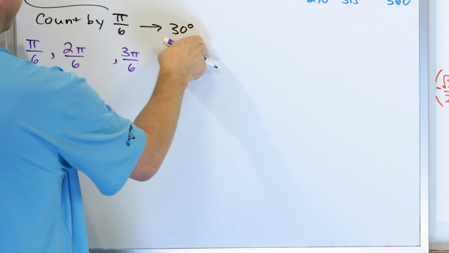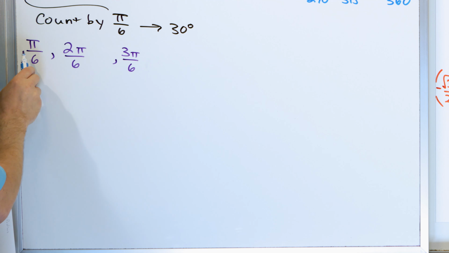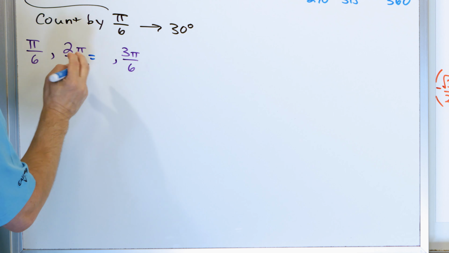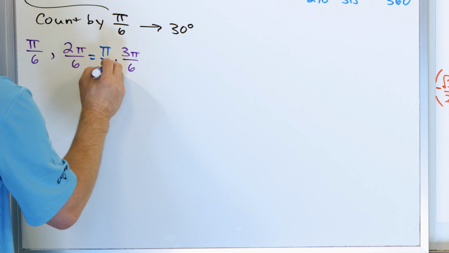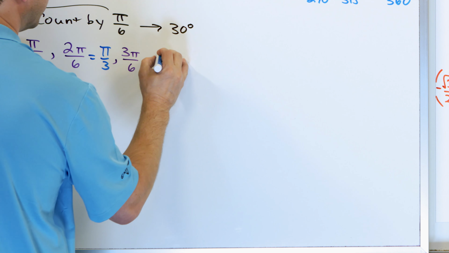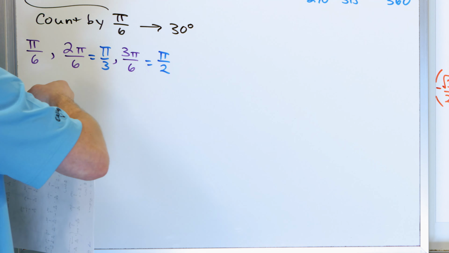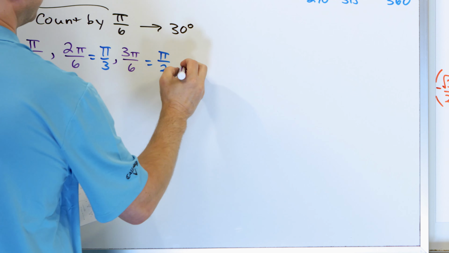Yeah, I think I'm going to have to do this as I go instead of waiting till the end. Let's go back up the truck. Pi over 6, 2 pi over 6. What does this reduce to? You can divide by 2. What are you going to get? Pi over 3. Then you have 3 pi over 6. What are you going to get when you divide by 3? You get pi over 2. You see, I'm able to reduce as I go around. So we're up to pi over 2 now, which is 90 degrees.